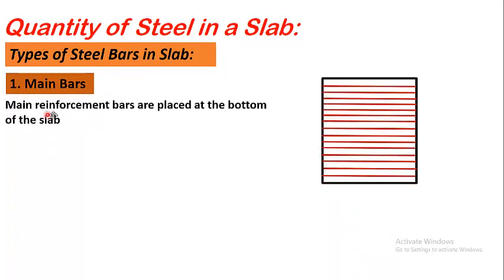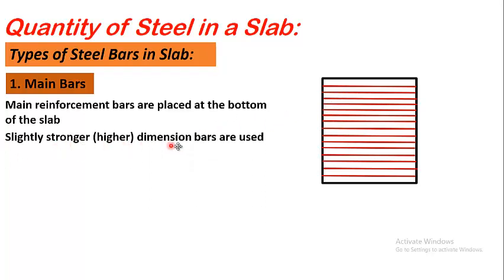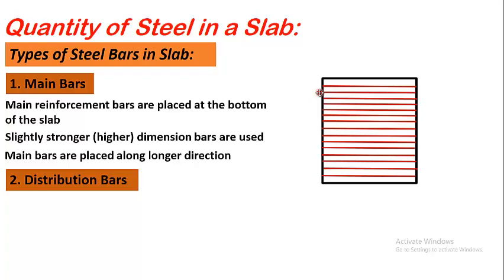What are main bars? Main reinforcement bars are placed at the bottom of the slab. These bars are slightly stronger and higher in dimension as compared to distribution bars. Main bars are placed along the longer direction. As you can see, the ones in red color are the main bars, and these are placed along the longer dimension of the slab.